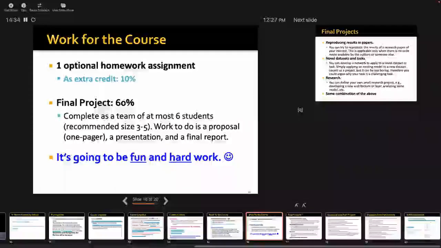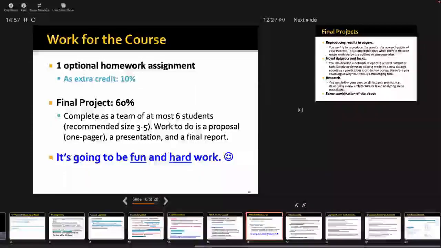And the final piece, the largest piece, will be the final course project. The final course project will take up 60% of the score. This needs to be completed as a team of at most 6 students. The recommended team size, however, will be between 3 to 5. Okay.